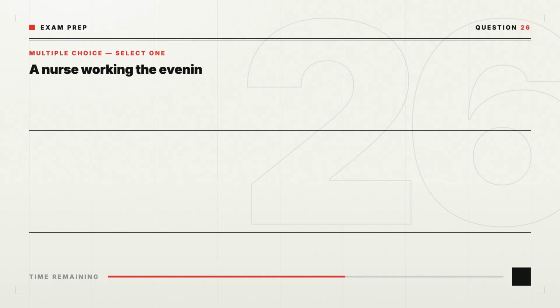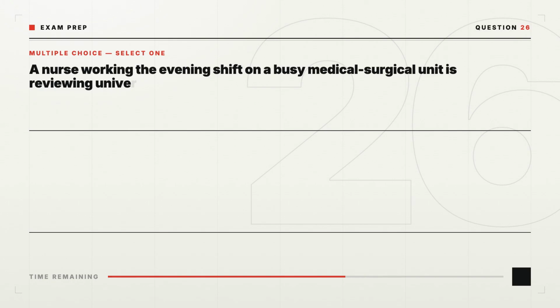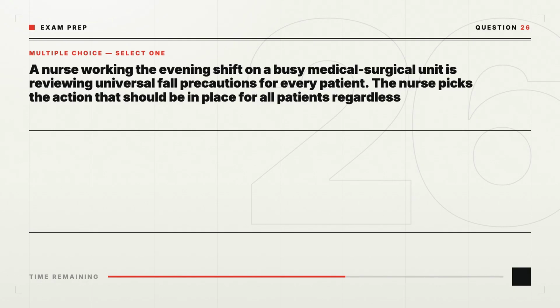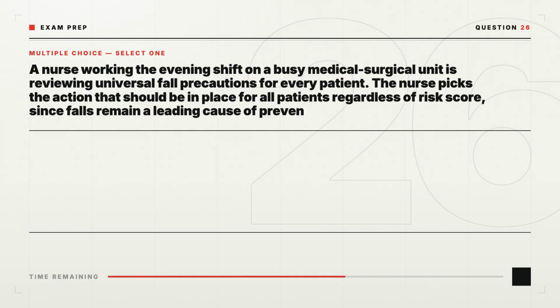Question 26. A nurse working the evening shift on a busy medical surgical unit is reviewing universal fall precautions for every patient. The nurse picks the action that should be in place for all patients regardless of risk score, since falls remain a leading cause of preventable inpatient harm.